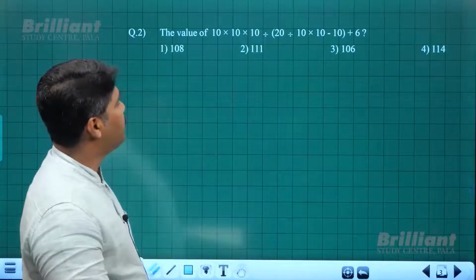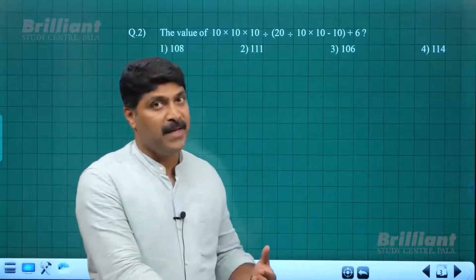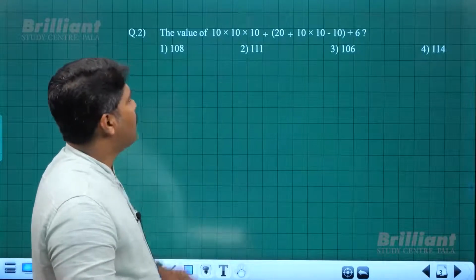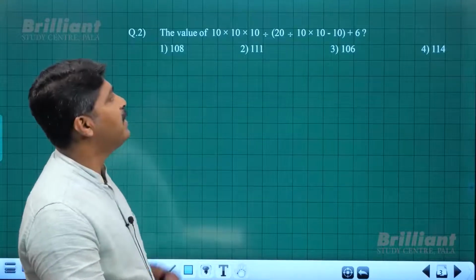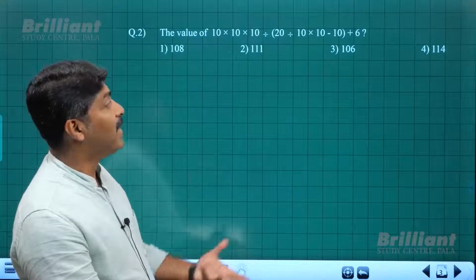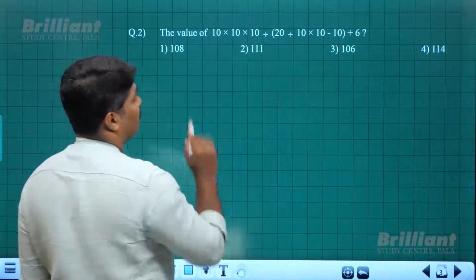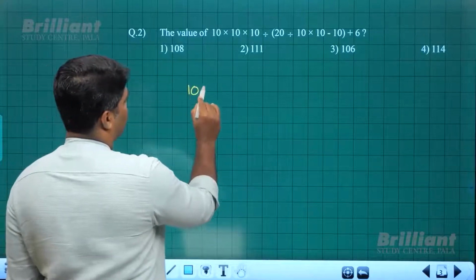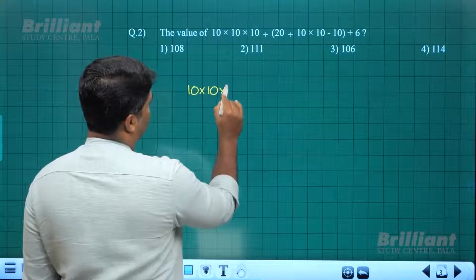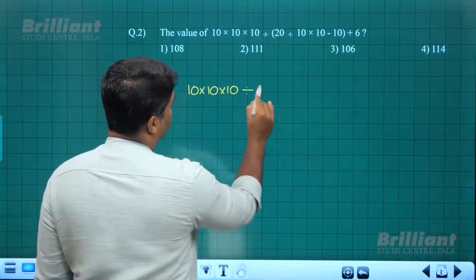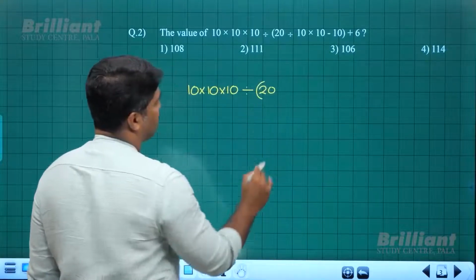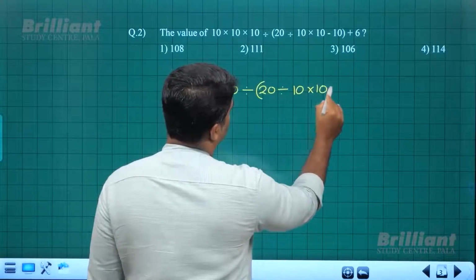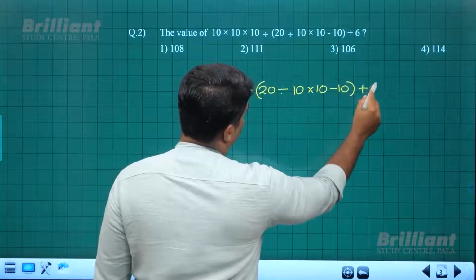Consider the next question. It's a simplification type question, again not much complicated, the easiest one. Here consider 10 into 10 into 10 divided by 20 divided by 10 into 10 minus 10 plus 6. From where do we have to start the operation? I just rewrite the question here: 10 into 10 into 10 divided by, in a bracket, 20 divided by 10 into 10 minus 10, plus 6.